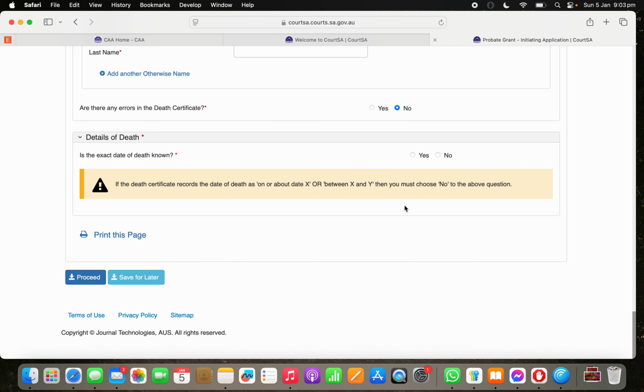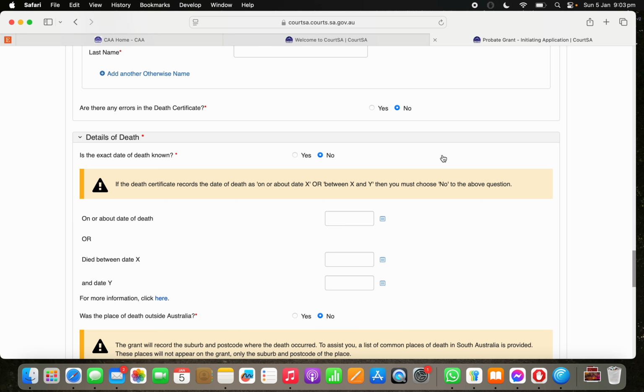Right, now on to details of death. So, is the exact date of death known? It is literally just that. Do you have an exact date of death? If you don't have an exact date of death, you would click no.